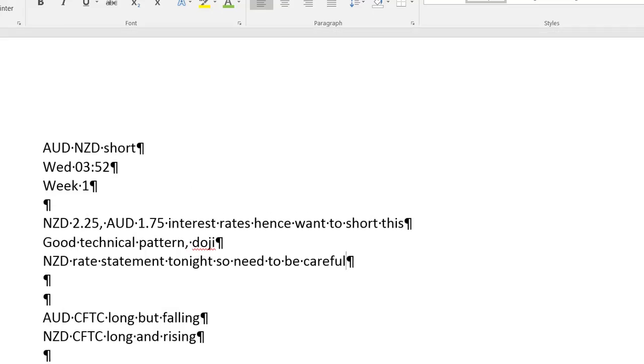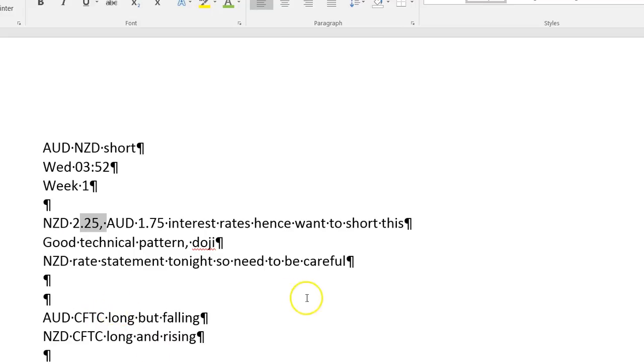I did that on the 8th of June. Australia just confirmed that they weren't going to change their rates, so they were left at 1.75. The New Zealand bank were due to have a rate statement that night, but at the time it was 2.25%. So in terms of interest rate differentials alone, I want to short the Aussie against the Kiwi. So that was one reason.